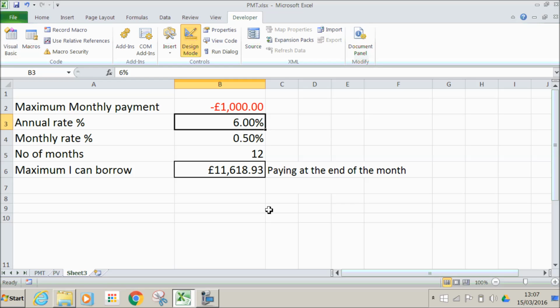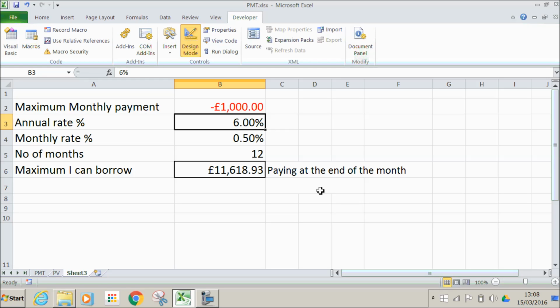and so for example a monthly payment of £1,000 at an annual rate of interest of 6% over 12 months means I can borrow up to £11,618.93, paying at the end of the month. And of course the interest rate must not change over the 12-month period.